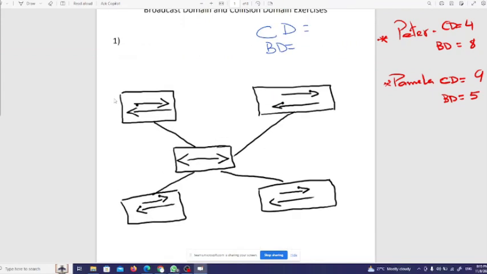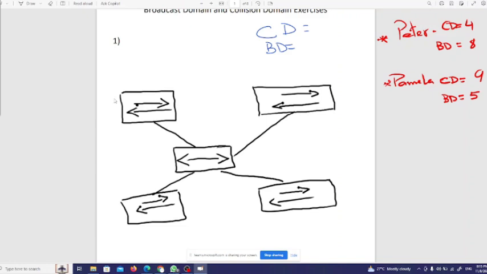Okay, so Peter said that we have 4 collision domains and 8 broadcast domains. And Pamela said that we have 9 collision domains and 5 broadcast domains. Whoa. Okay. So now let us count together.